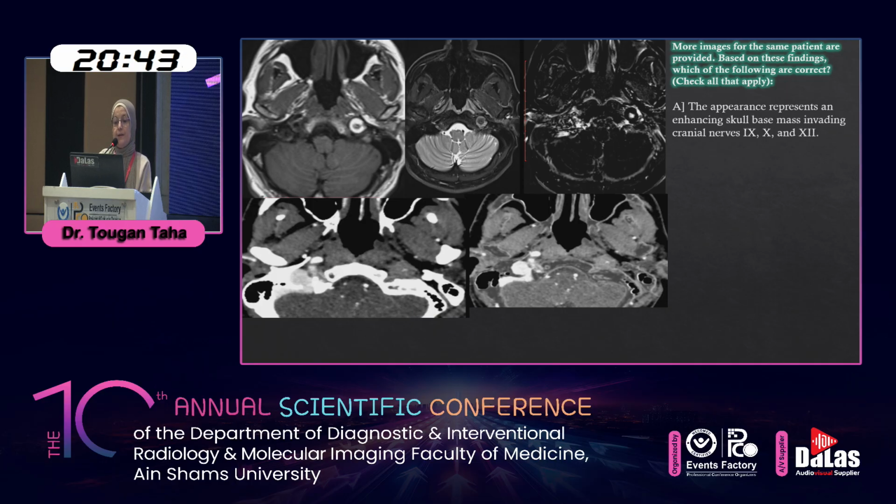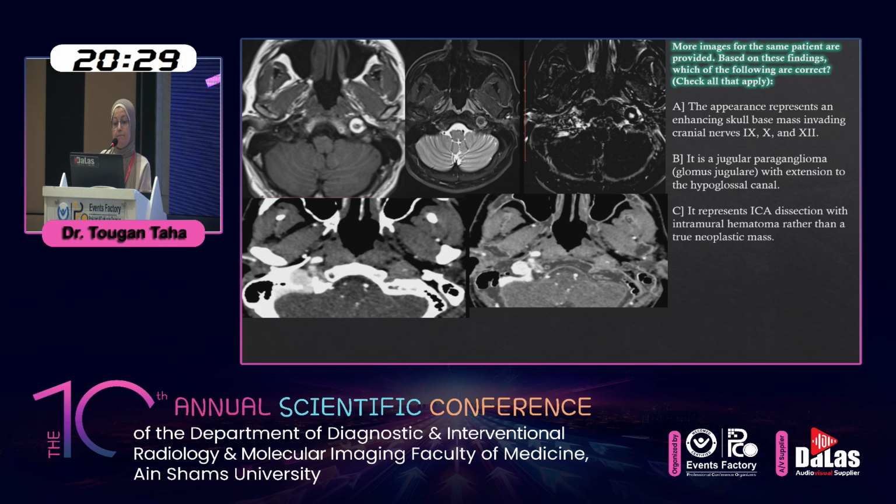The appearance represents an enhancing skull base mass invading cranial nerves 9th, 10th, and 12th. It is a jugular paraganglioma with extension to the hypoglossal canal. It represents internal carotid artery dissection with intramural hematoma rather than a true neoplastic mass. It represents sigmoid sinus thrombosis with raised intracranial pressure. Angiographic study is essential for the definitive diagnosis. So what do you think?